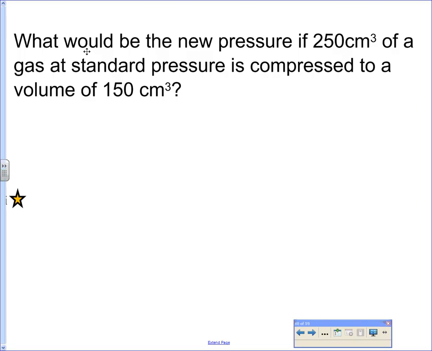These videos are going to show you how to work some basic gas law problems. The first one, I don't even worry about whether it's Boyle's or Charles's or Gay-Lussac's or combined. I just start and see what they give me. And so in this case, it's asking me what would be the new pressure if I have 250 centimeters cubed. That's a volume. So we'll call that V1.